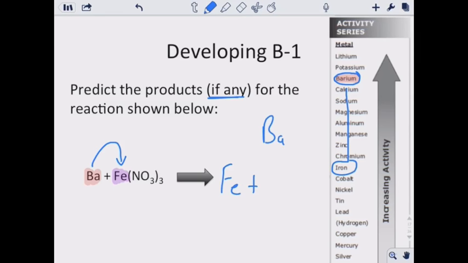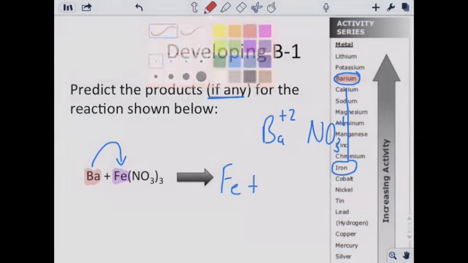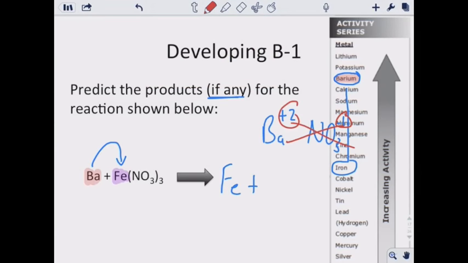Barium is Ba. It has an oxidation number of +2. Nitrate is NO3, -1 charge. We go ahead, crisscross these, and we get Ba(NO3)2. And then from here we would balance the equation, because remember, we have to have balanced equations to work with, but right now we're just predicting the products. So this reaction does take place and it produces iron and barium nitrate.